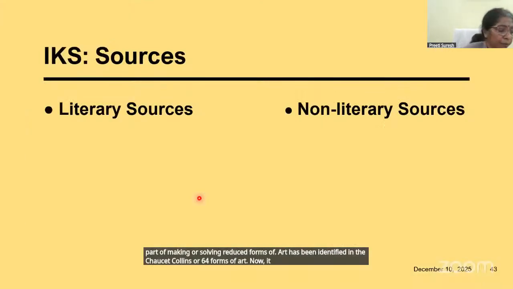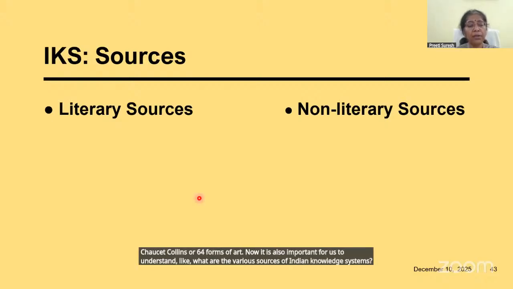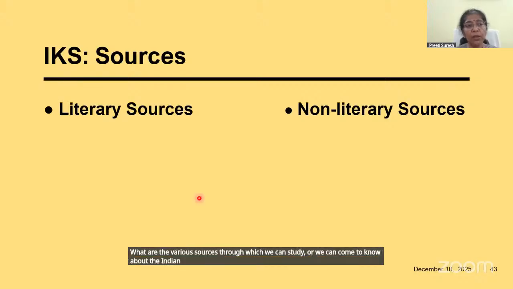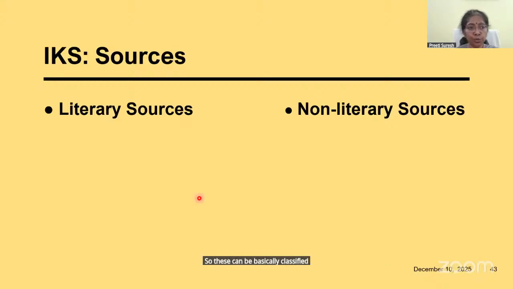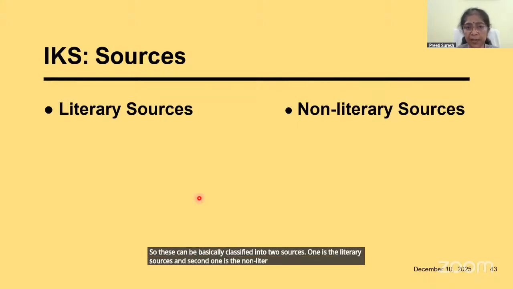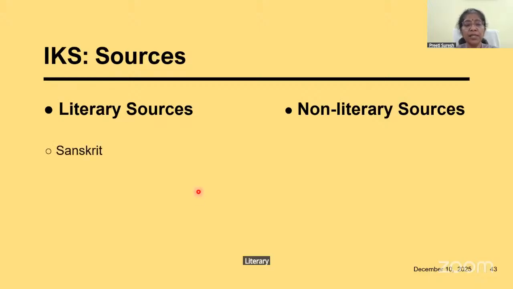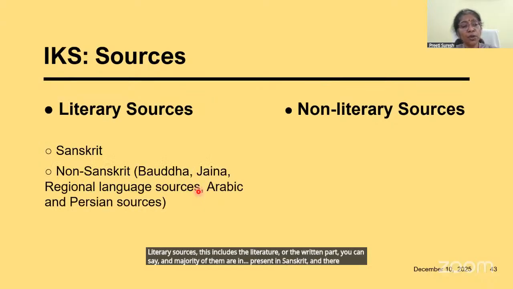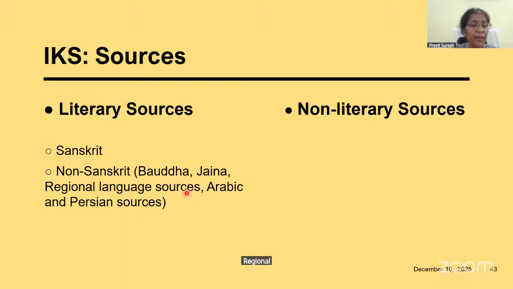Now, it is also important for us to understand what the various sources of Indian knowledge systems are, that is, the sources through which we can study or come to know about Indian knowledge systems. These can basically be classified into two: one is the literary sources, and the second is the non-literary sources. Literary sources include the literature or the written part, and the majority of them are in Sanskrit, and there are also certain non-Sanskrit sources, in Buddhist, Jaina, and regional languages. There are many Arabic and Persian sources as well.